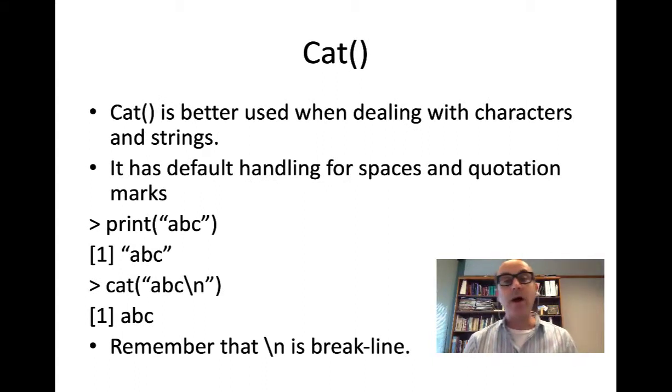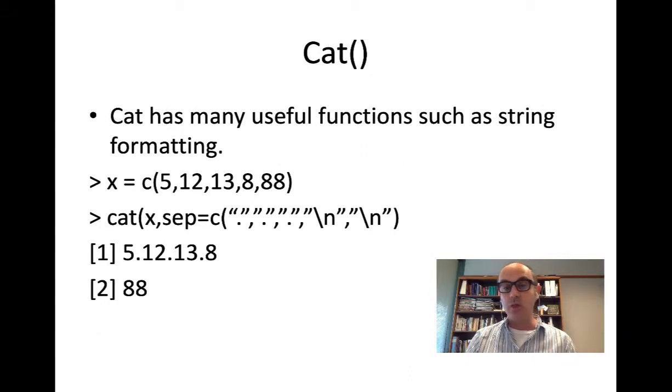Cat is a better way of dealing with characters and strings. In the example I showed you previously, I used cat to apply characters, asking the user how he feels or what his reaction to R is, and I was able to do that with the cat function. So print ABC in this example, I can ask to divide with \n, and remember that \n is a line break, and so in this case it will do that.